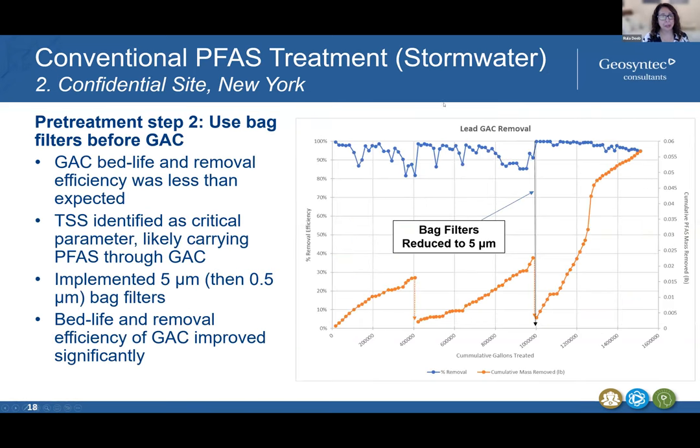The second pretreatment step that we did was using bag filters before the GAC. That also helped with bed life and removal efficiency of the GAC. So I cannot emphasize enough the importance of pretreatment, especially if you have complex water matrices like a stormwater or surface water, in some cases, groundwater. So that's the lesson learned from that site, and that system has been operating for over 3 years.